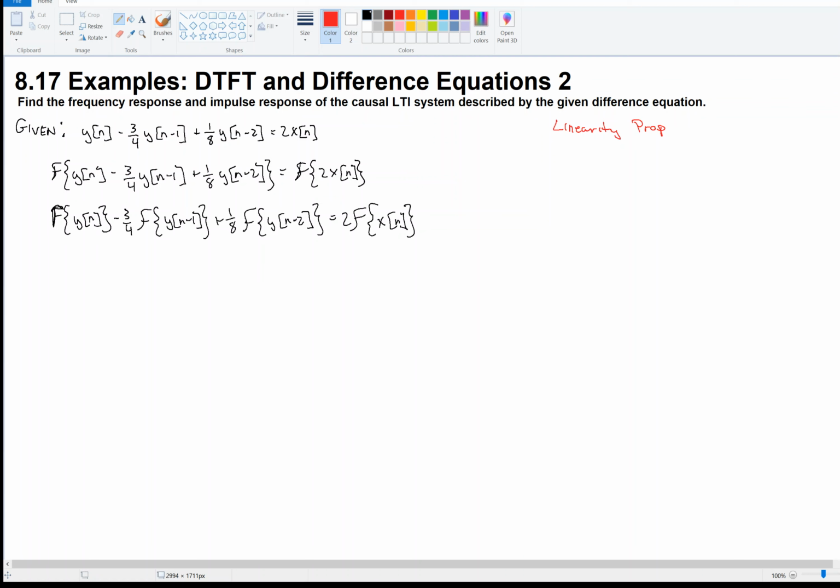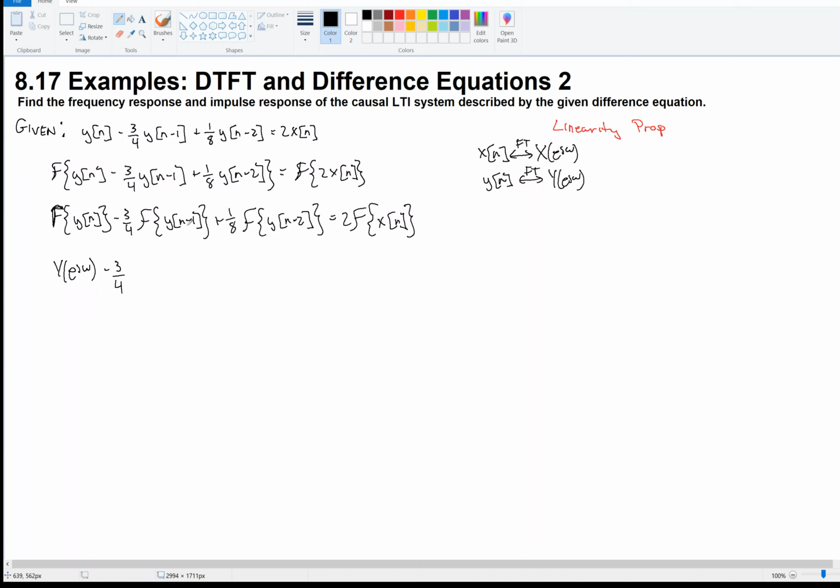Now, let's assume that x of n has the Fourier transform capital X, and y of n has the Fourier transform capital Y. With that assumption, now we're going to start taking the Fourier transforms of these terms. So the Fourier transform of y is just capital Y. Oh, that was easy. Now, 3/4 times the Fourier transform of y of n minus 1.